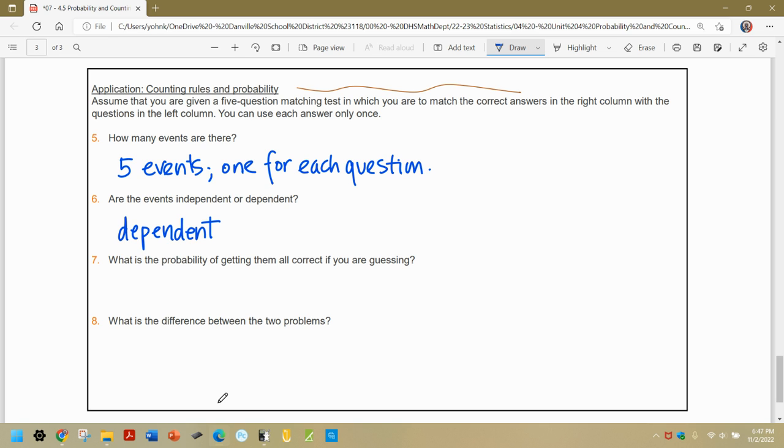All right, number 7, what is the probability of getting them all correct if you are guessing? Well, if you're guessing and you're matching them up, you have a 1 out of 5 chance of getting the first one right. But the second question, you only have 4 choices left and only 1 is right. The third question, there's only 1 right choice out of 3. The second to last question, there's 1 out of 2, and the last possibility is only 1 to 1. If I multiply this, I get 1 over 120, and that's 0.008.